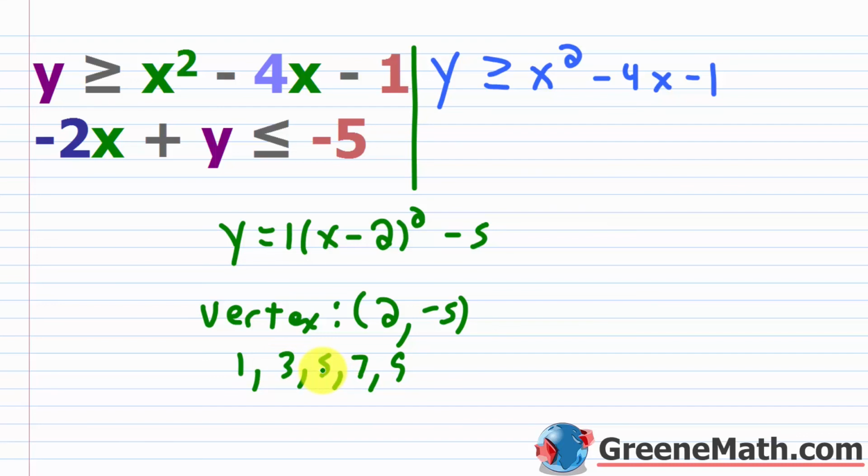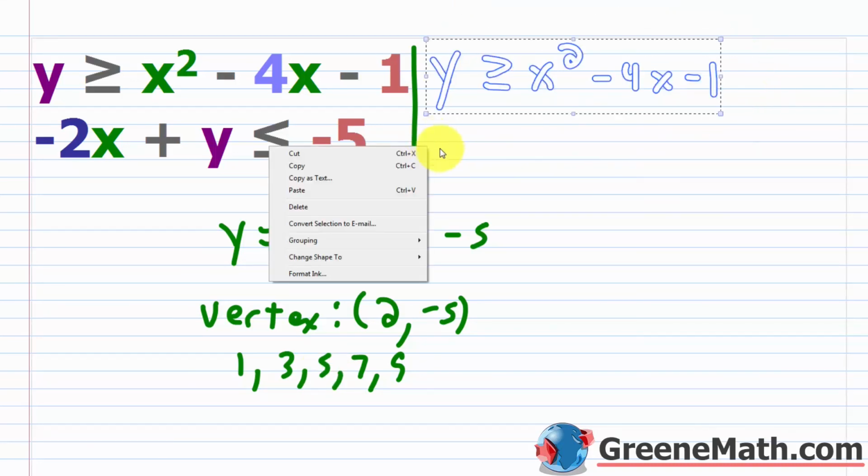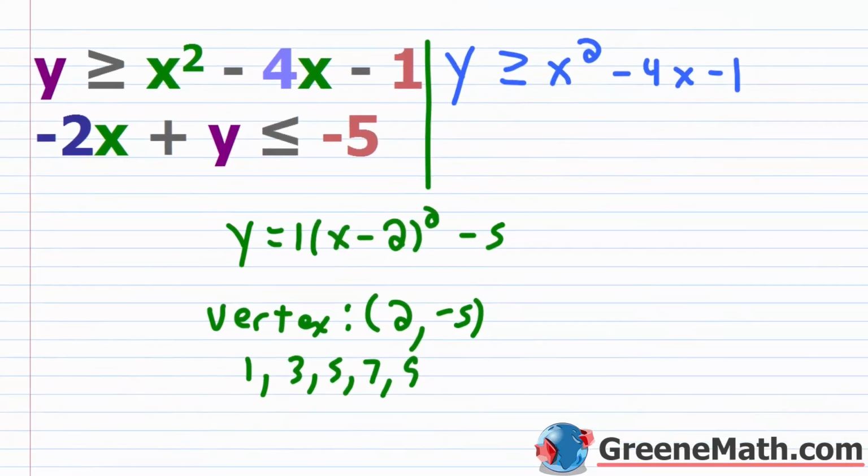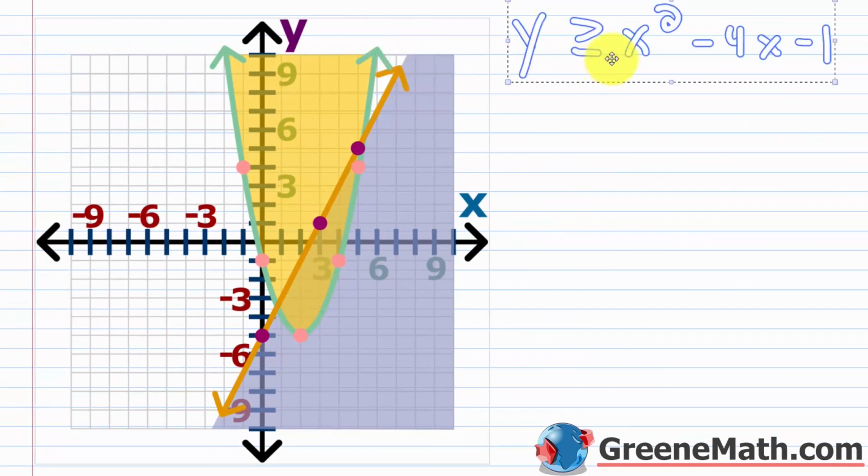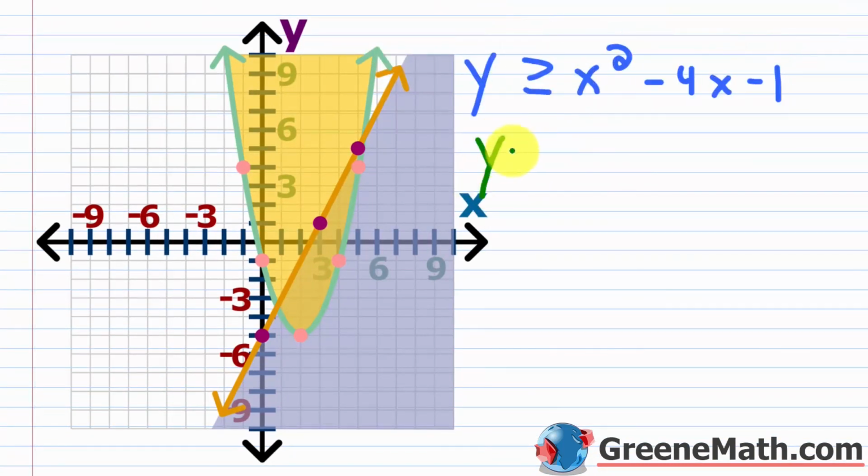So I've already pre-drawn everything. Let me just copy this real quick, and we'll go down to the graph. And let me just paste this in so we know what we're working with. Again, this was y equals the quantity x minus 2 squared and then minus 5, okay? So the vertex, again, is at 2, negative 5. So if we go to 2, comma, -5, that's going to be right here.